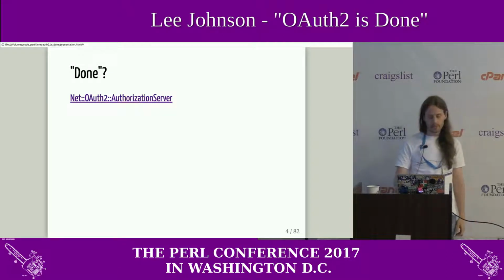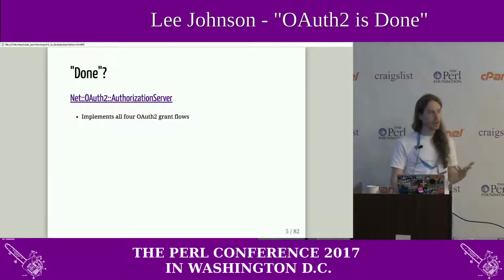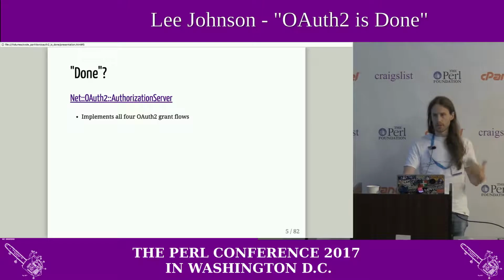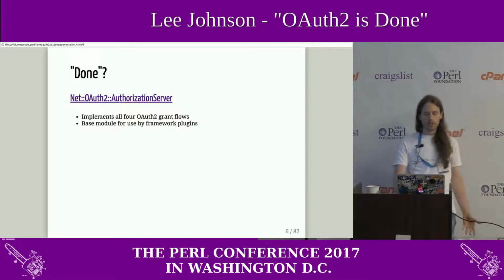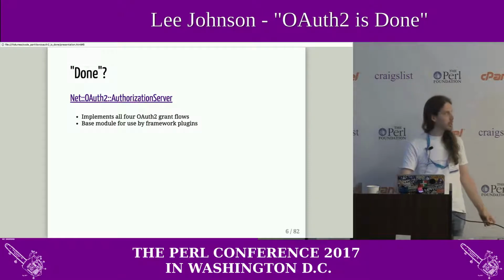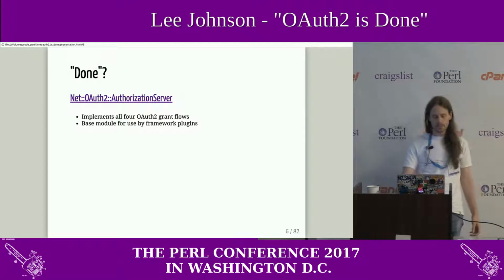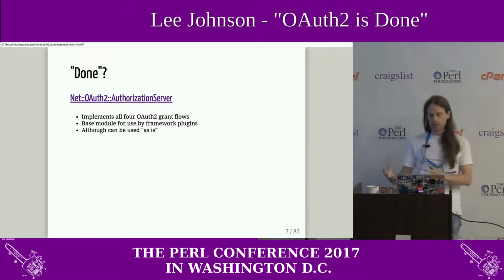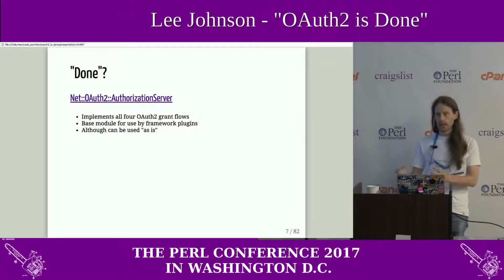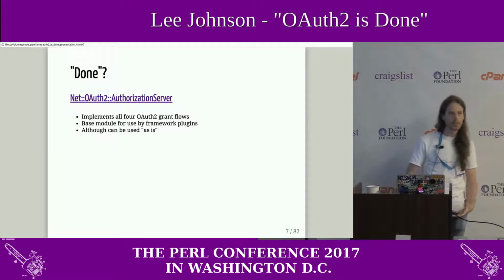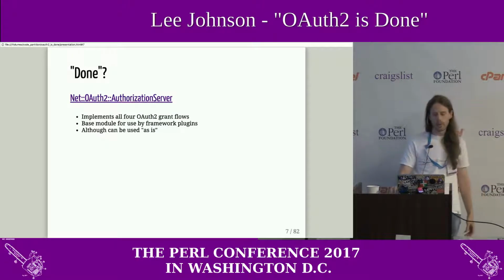And when I say it's done, I mean it implements all 4 of the OAuth2 grant flows, which I'll start to cover in the talk. But it's also a base module used by a couple of plugins. So there's a Mojolicious plugin, there's a Dancer2 plugin. I think somebody's working on a Catalyst plugin. But the base module itself can be used in a command line script or your own bespoke framework. It's not a problem to use it that way.